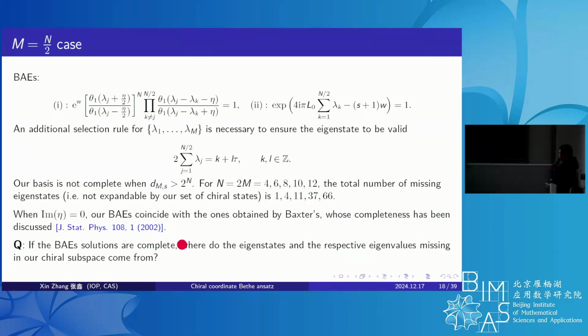But we know that in 2002, Baxter discussed that the Bethe ansatz equation in this case is complete. So Baxter said the Bethe ansatz equation is complete, but in our basis, we find that for some states, we cannot construct the eigenstate with our basis vectors. So there is a question: if the Bethe ansatz solutions are complete, where do the eigenstates and the respective eigenvalues missing in our chiral subspace come from?